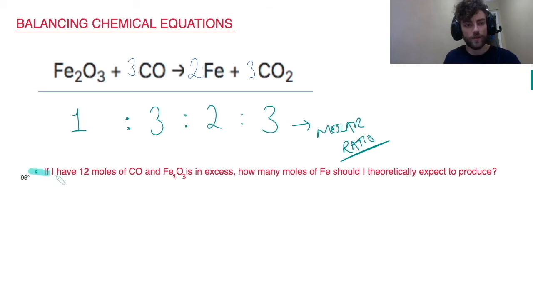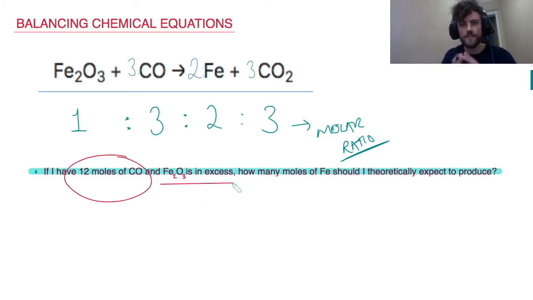And so now we can have a go at answering this question here, which asks, if I have 12 moles of carbon monoxide and my iron oxide is in excess, what does that mean? It means there's more than enough iron oxide. Iron oxide is not going to be the thing that controls how much product I get because there is ample supply of it. How many moles of iron should I theoretically expect to produce?